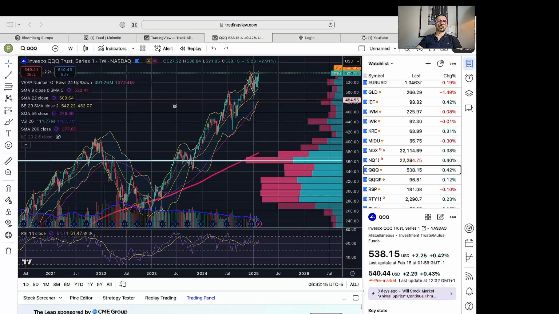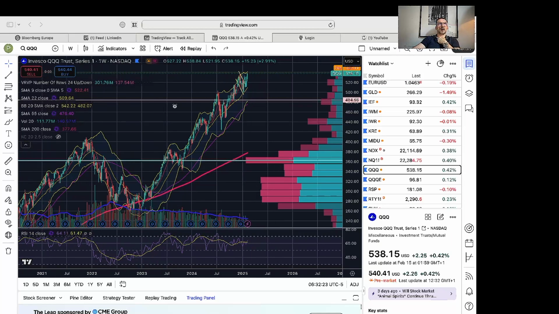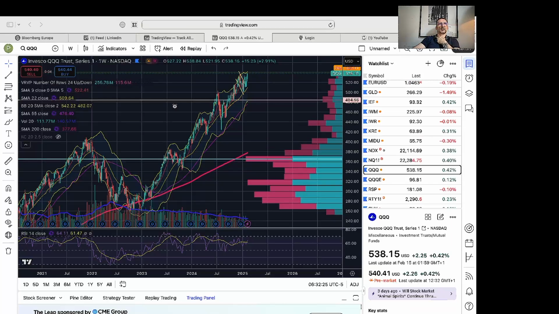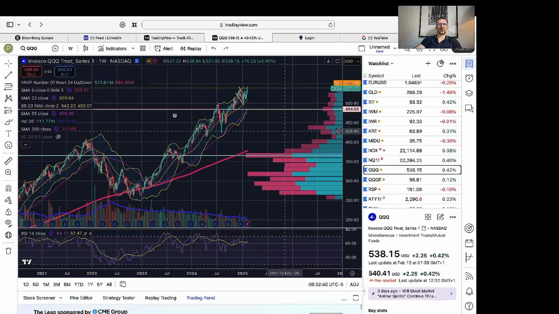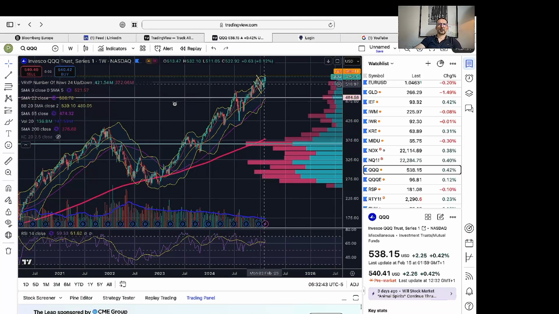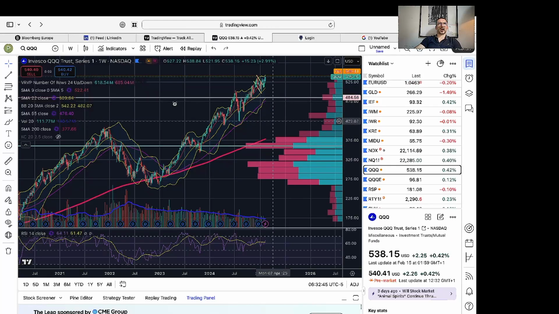Okay, so basically you have the QQQ here. You can see that the price of QQQ right now is trading at 538, which is significantly above its moving averages, whether it's the 9 days, the 22 days, or the 55 days. The 200 days is very far below the current price, which actually shows that the market is extremely bullish and is very vulnerable to a mean reversion.